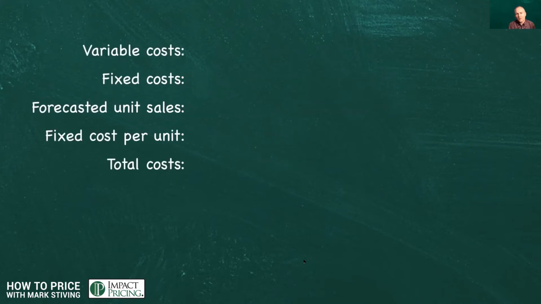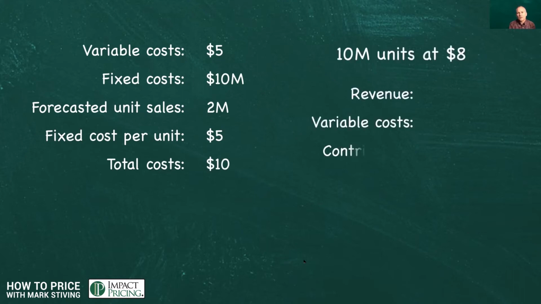Let's take a look at the math for a second. In this scenario, we've got variable costs of $5 for a product. We have fixed costs of $10 million for whatever the unit is, whatever the period is. We think that we're going to sell 2 million units during that period. If you take $10 million divided by 2 million units, that's $5 of fixed cost, allocated fixed cost per unit. What's our overall total cost? Well, $5 of variable cost plus $5 of fixed costs gives us $10, which is the exact number finance just gave us.